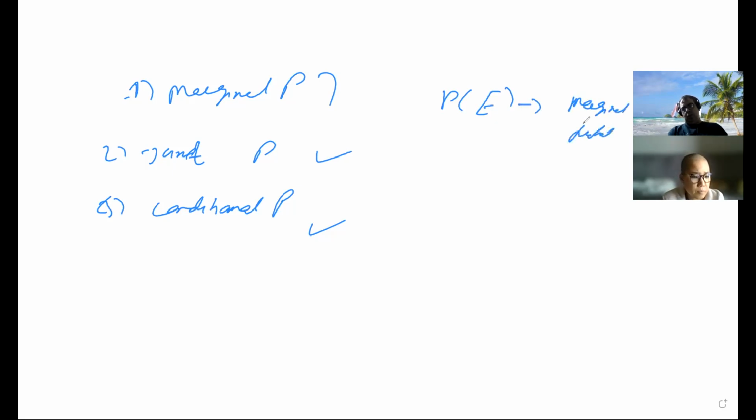And joint probability means the occurring of two or more independent events together. Like suppose I say P(A and B), A and B are occurring together. So the probability will be the multiplication of probability A into probability B. These are for independent events.